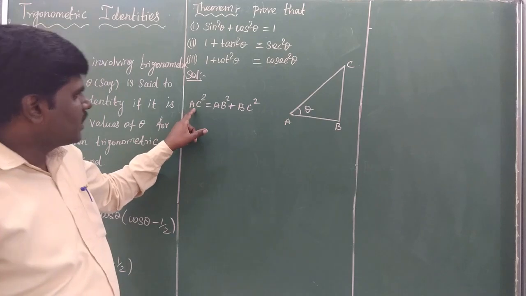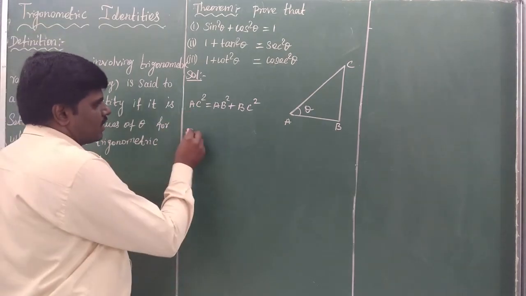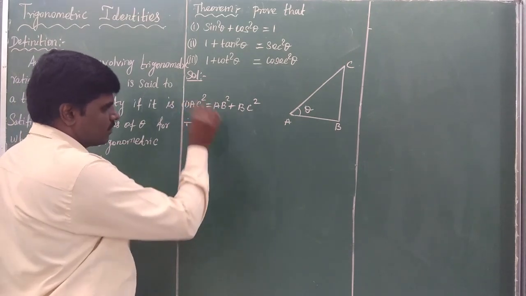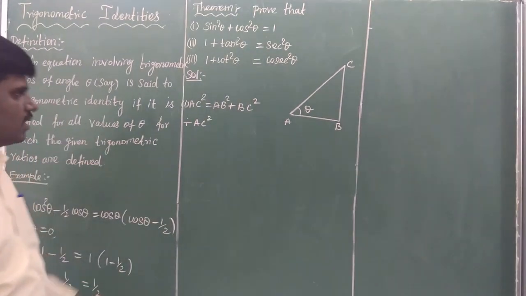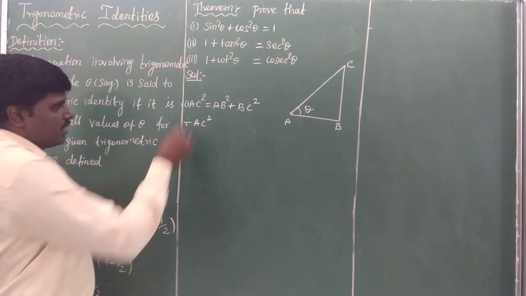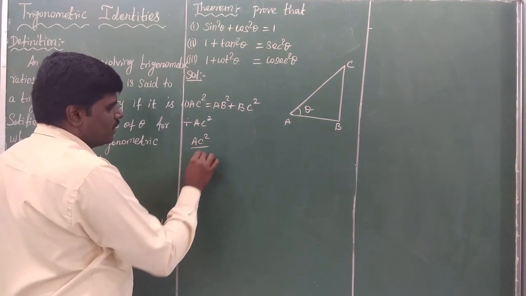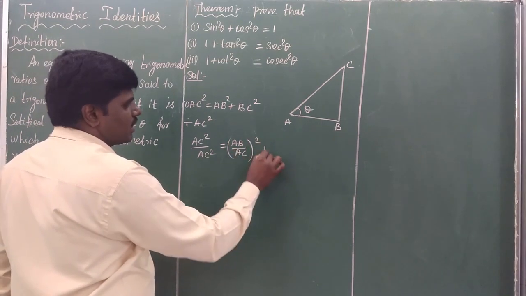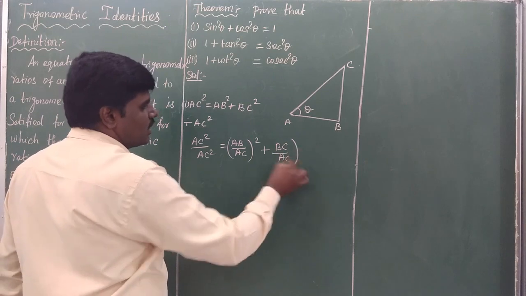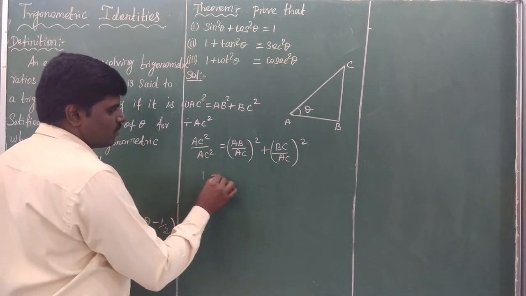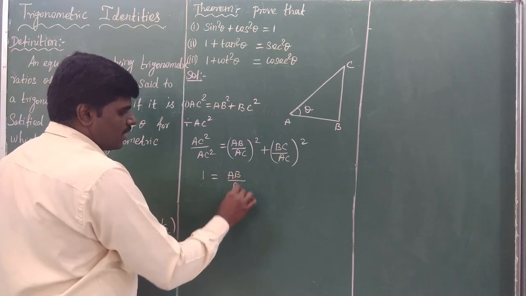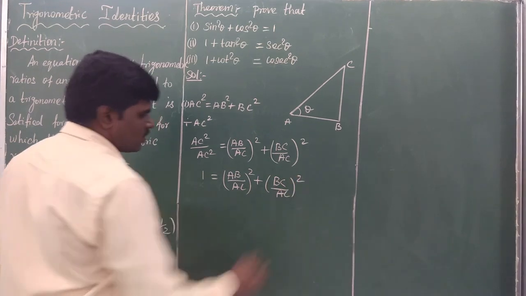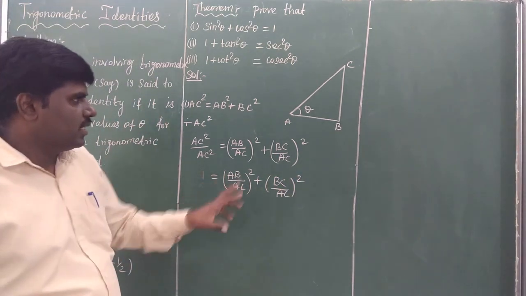Is that clear? Now, the entire equation, I will divide by AC square. That is AC square by AC square, equal to AB by AC the whole square, plus BC by AC the whole square. Now, cancelling, the left side remains 1, equal to AB by AC the whole square plus BC by AC the whole square.